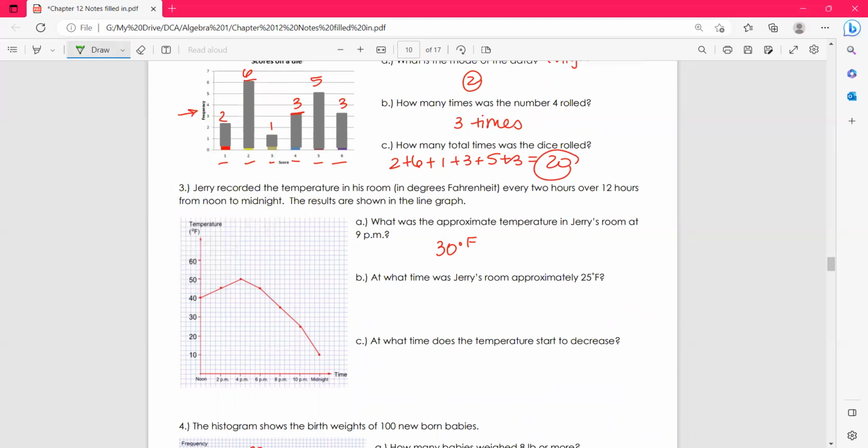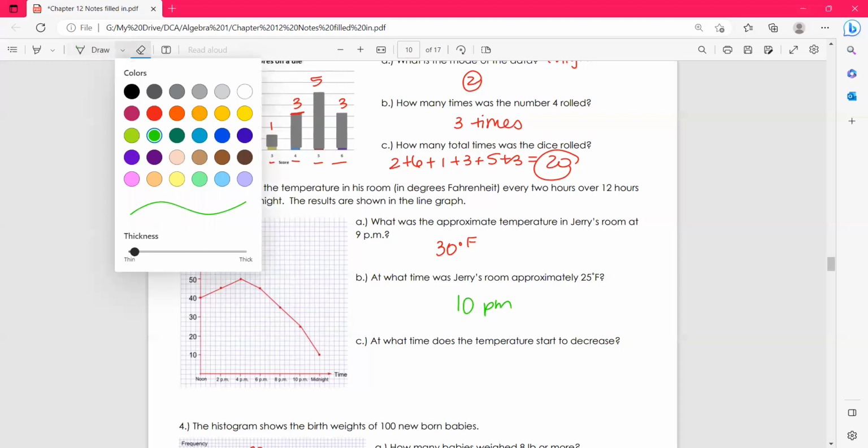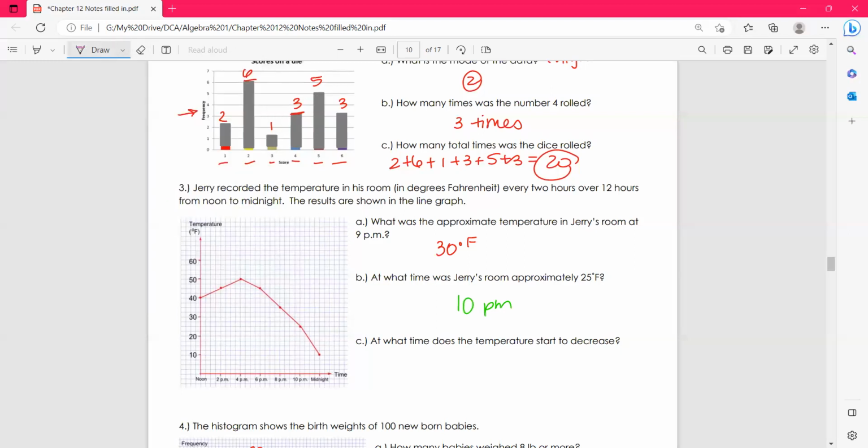Okay, let's erase that and check out the next problem. At what time was Jerry's room approximately 25 degrees? So here's the temperature. I go to the side. 25 degrees is here. What time was that? 10 p.m. And then the next question. At what time does the temperature start to decrease? So notice the temperature is getting warmer and then it's decreasing. Check out our slopes. Check out the numbers on our y-axis. And that's about at this time, which is about at 4 p.m.